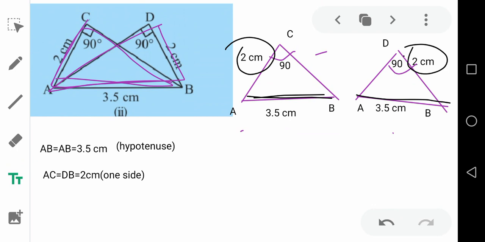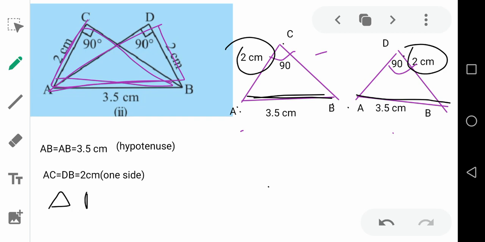So hypotenuse and any one side are equal. Then what can you say? These two triangles are congruent. How will you write the congruence? Now that order is very important. So I am starting from ACB, or ABC, whichever you want you can write.